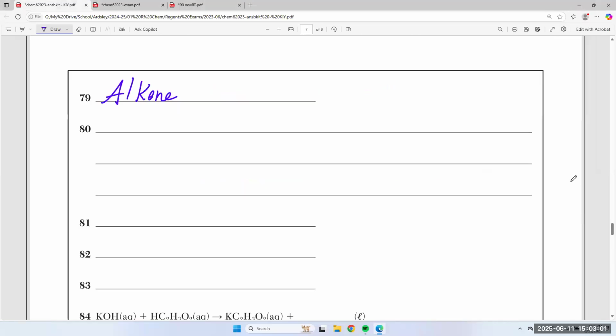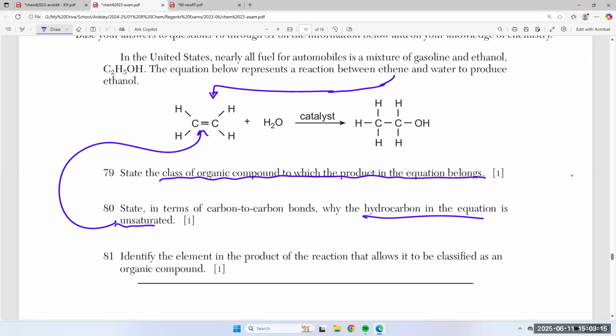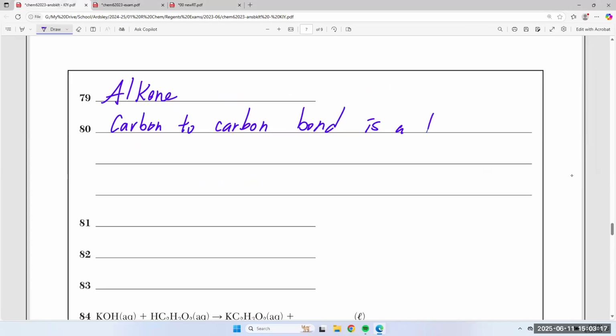Right? What do we say? Carbon to carbon bond is what kind of bond? Guys, come on. What kind of bond? Double bond.